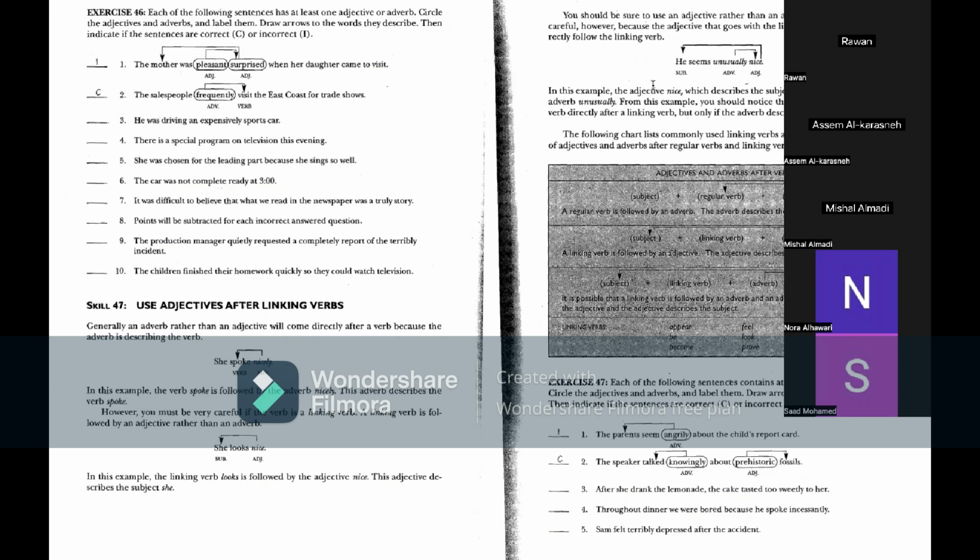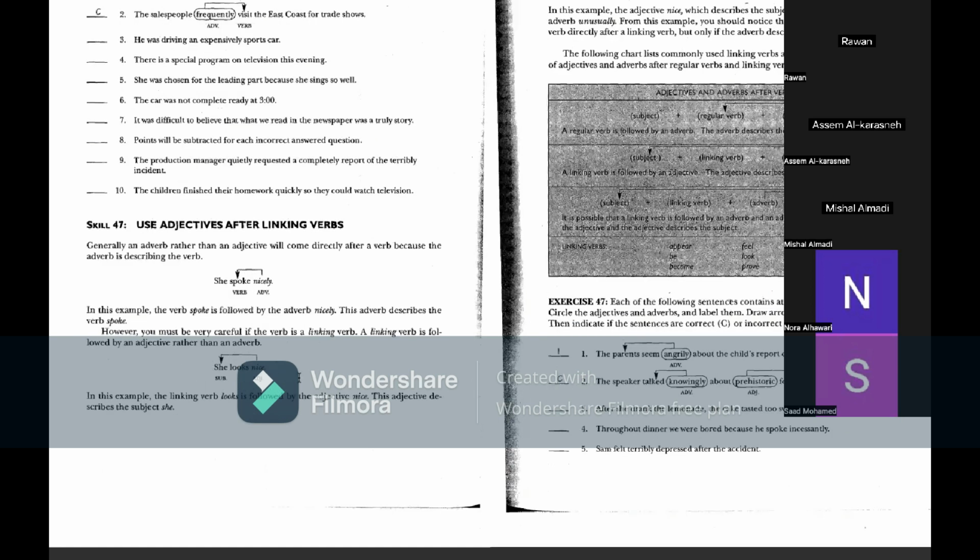But look at this example here. He seems. Seems is a verb. What do we have after it though? Let's stick to this one first: She looks nice. Look at the difference between this sentence and this sentence. She looks nice. It's like she is, by the way. Looks here functions as is, right? It doesn't sound like this verb, spoke, which is an action verb, all right?